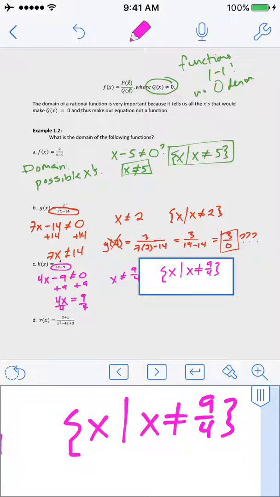Other than that, I can plug in 1,000,000, I can plug in 5,000, I can plug in negative 246, right? I can plug in negative 300 over 48, but I cannot plug in 9/4, otherwise that gives me a 0, and that's a problem.